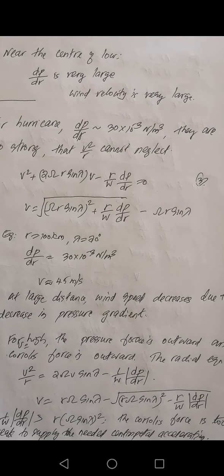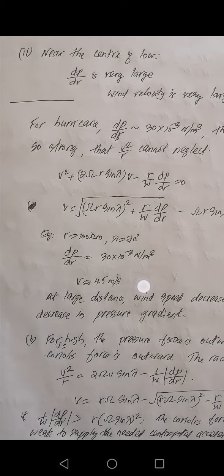So for example, for very big hurricanes, big winds, dp by dr is of the order of 30 into 10 raised to minus 3 Newton per meter cube, and they are so strong, therefore v square by r cannot be neglected. So in that case, it will be like this. We are rearranging this one.